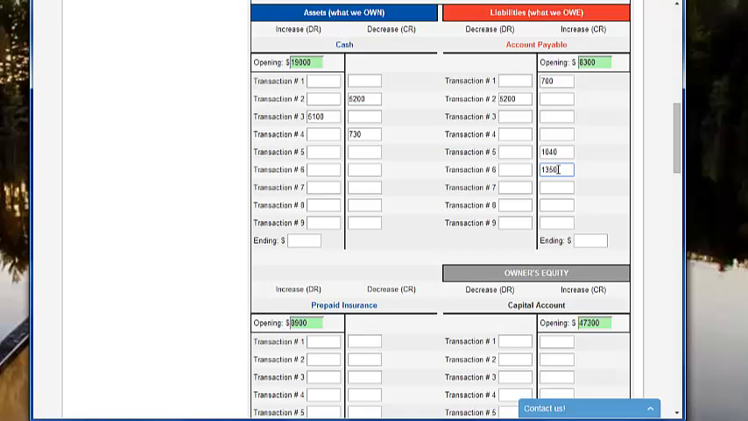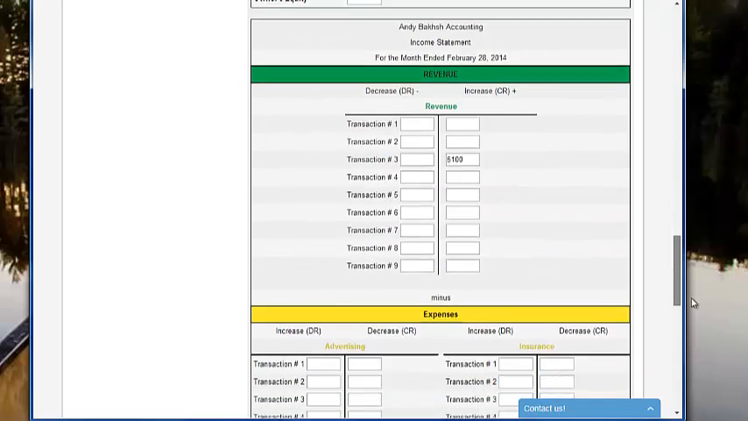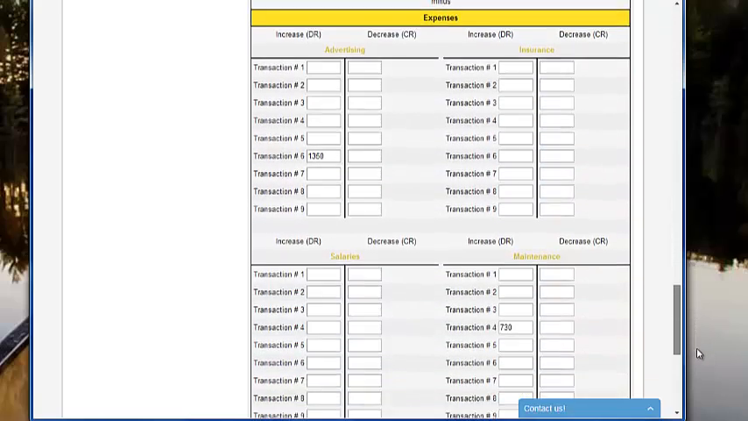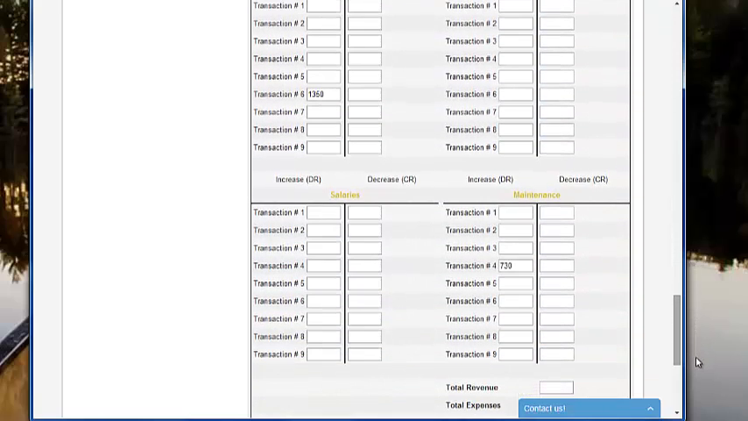7. Paid February's salaries with cash, $2,100. Well, I like to do cash first. So if I paid with cash, that reduces my cash, or is a minus or a credit, $2,100. Now my debit will be a cost of business or an expense. So I go down to salaries, transaction 7, $2,100.